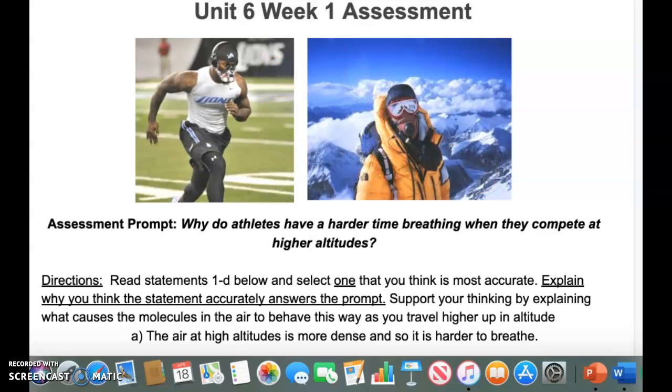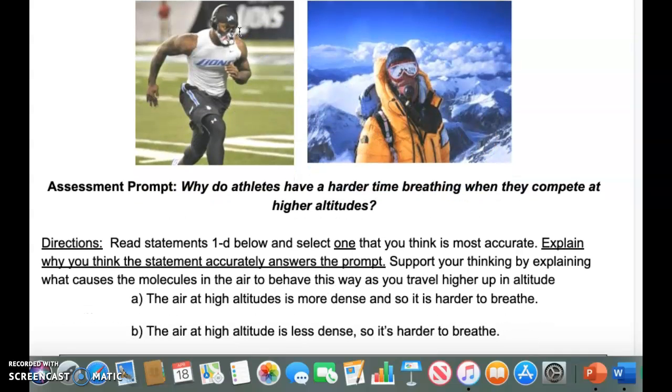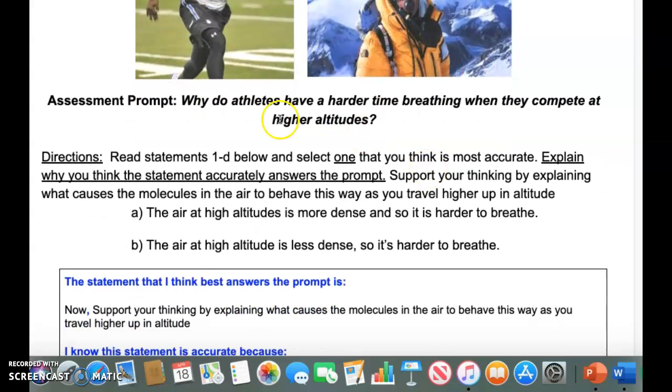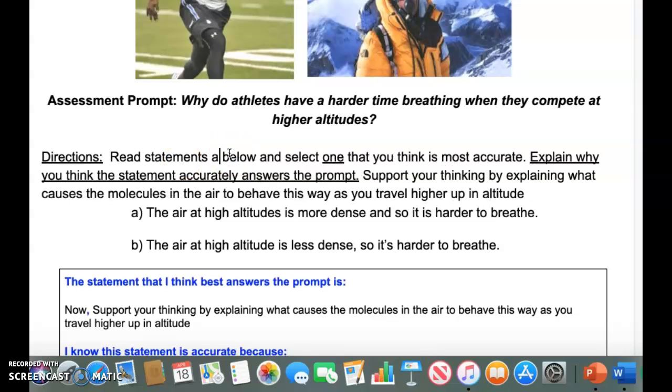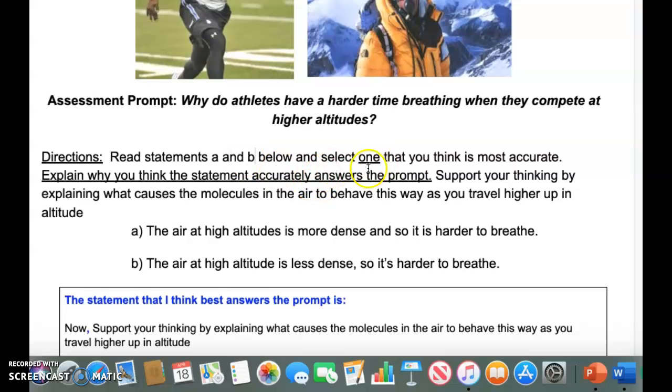Okay, so for this assessment, what you're going to be doing is you're going to read this prompt, which is why do athletes have a harder time breathing when they compete at higher altitudes? It means up higher, above the land, right? Like how you see here, in a mountain would be a lot higher up than it would be, say, on a beach, right?